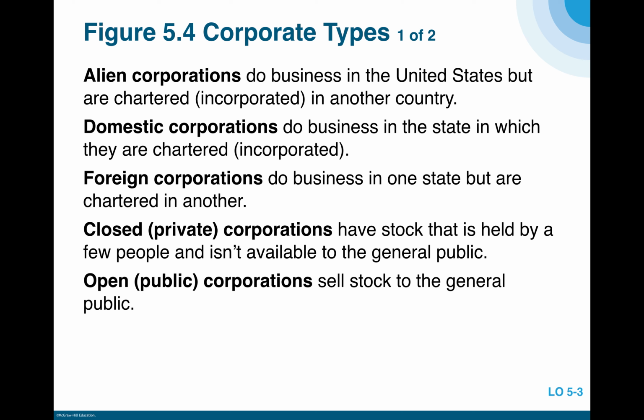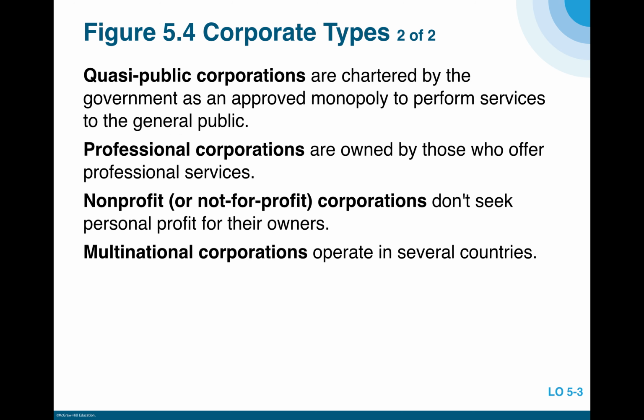Closed corporations have stock that is held by a few people that isn't available to the general public. And then open or public corporations sell stock to the general public, which is probably the corporations that we're most used to seeing, like your Walmarts, like your McDonald's, like your Amazon. So quasi-public corporations are chartered by the government as an approved monopoly to perform services to the general public. Professional corporations are owned by those who offer professional services.